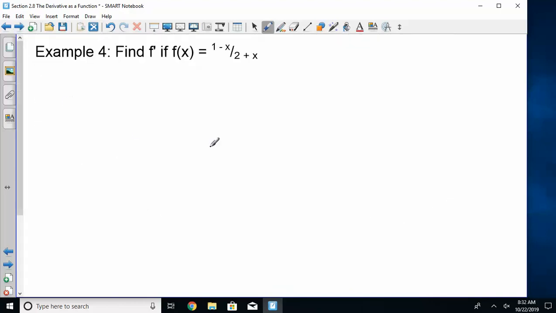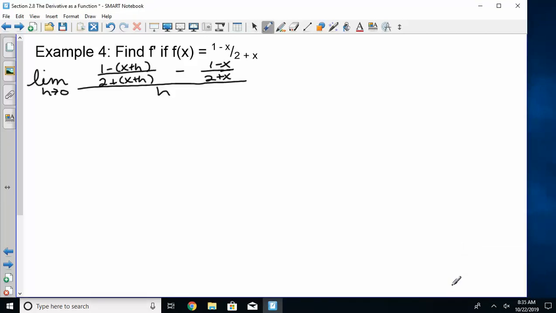Why don't you guys take a few minutes and see how far you can get on this one before you go too far with this. If we're looking at this, f prime of x, so you have to do limit as h approaches 0, f of x plus h, so you're replacing those x's with x plus h, minus f of x all over h. So if you wanted, you could go ahead and distribute that negative. It's up to you.